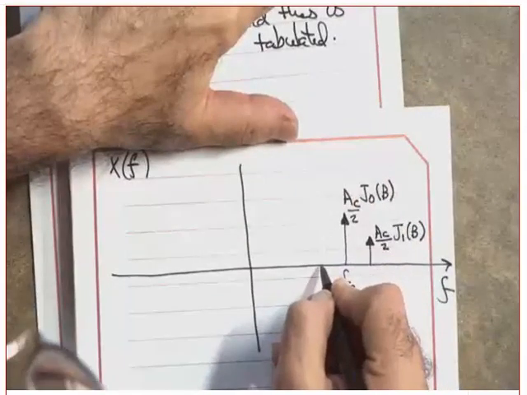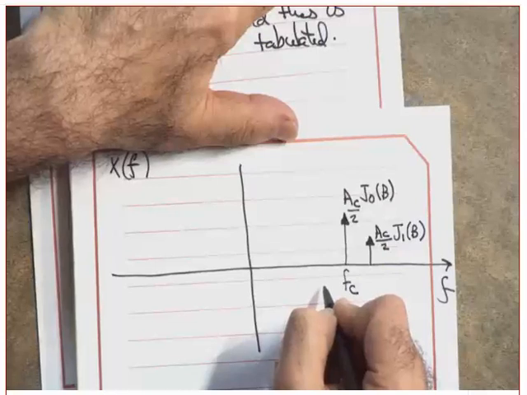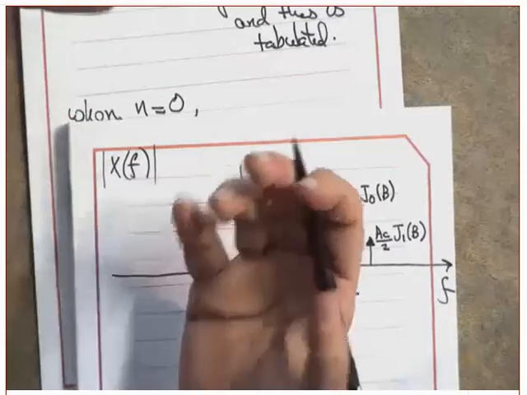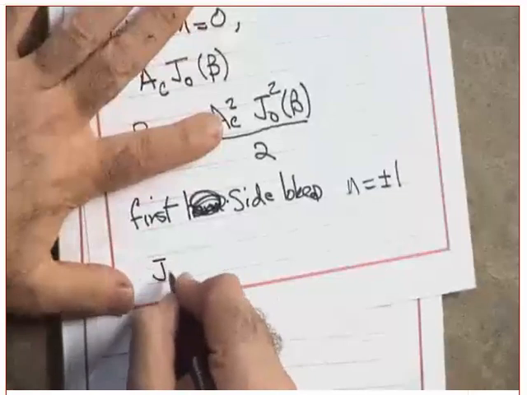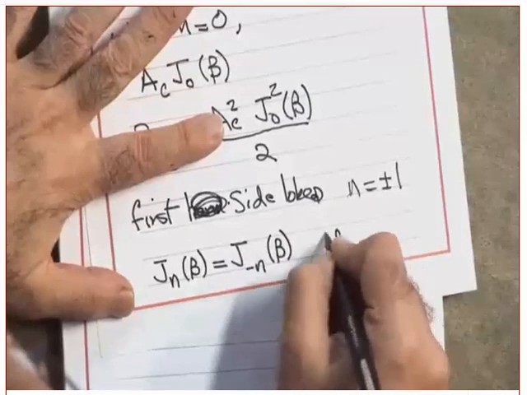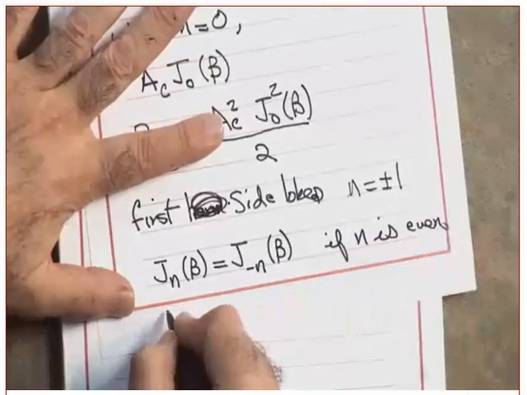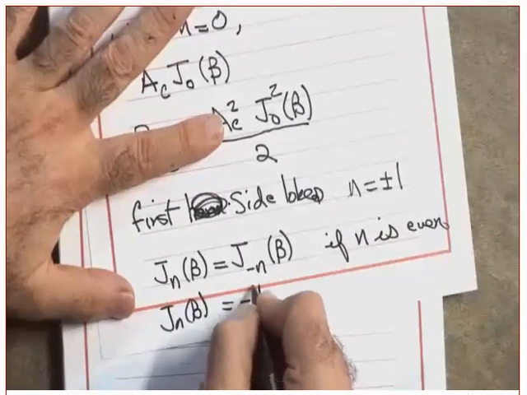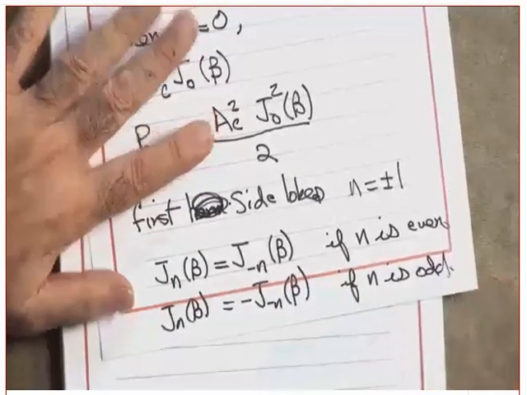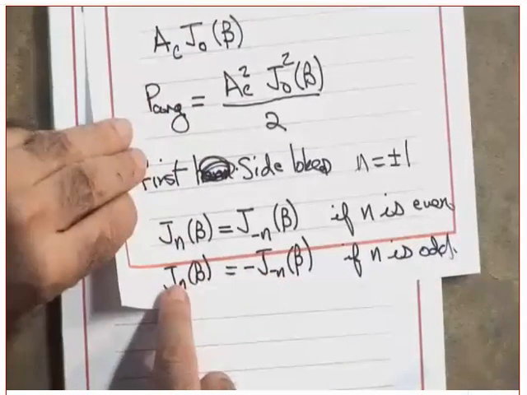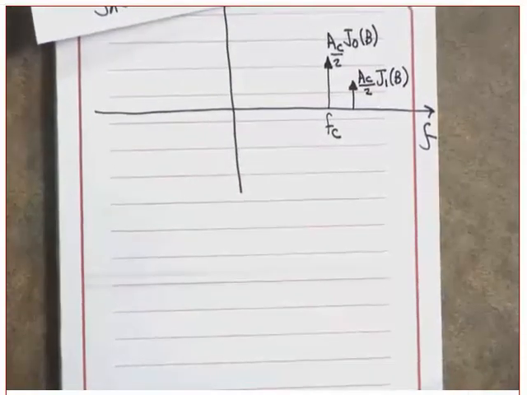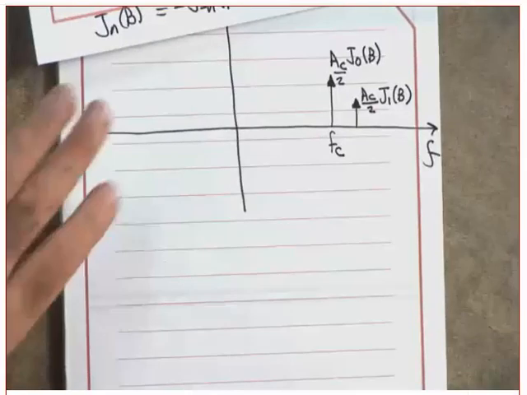Now, in reality, by the way, when N is equal to minus 1, there will be a 180-degree phase shift. Did you get this or not? But I'm going to assume that I'm sketching the magnitude. Did you get my point or not? Okay, let me write this one here. J N of beta equals J minus N of beta if N is even, and J N of beta equals minus J minus N of beta if N is odd. Clear? So when N is equal to minus 1, this one actually is on this side. But because we are measuring the power, when you square it, it doesn't matter. Yes?